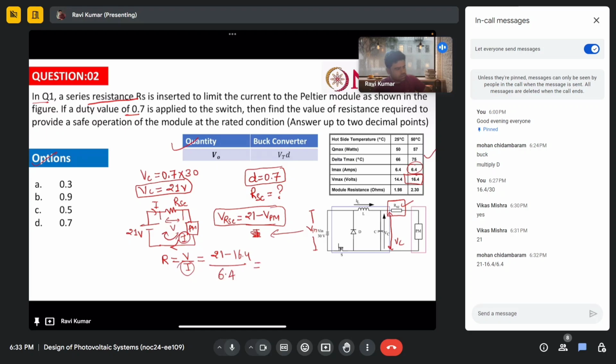So it will be around, solve it, 21 minus 16.4 divided by 6.4. I'm getting 0.7. Whatever you are getting, let me know. So it is 0.7 ohms. Here D is the right answer. We also go to D as the right answer.